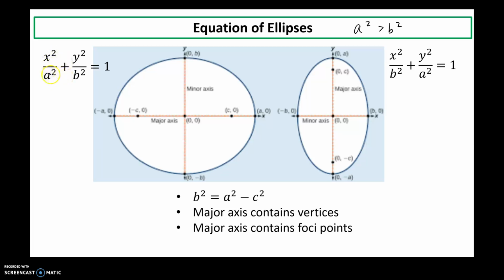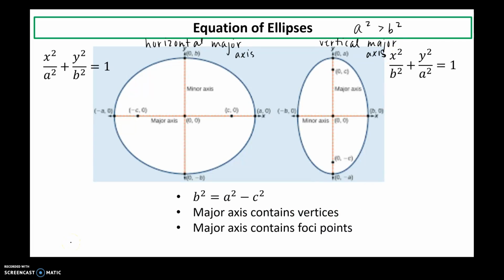So when the larger number is underneath the x squared, we have a horizontal major axis. So the ellipse will be elongated on the x, longer on the x than it is on the y. When the bigger number is underneath the y squared, then we would have a vertical major axis. So the equation of an ellipse is always equal to 1.